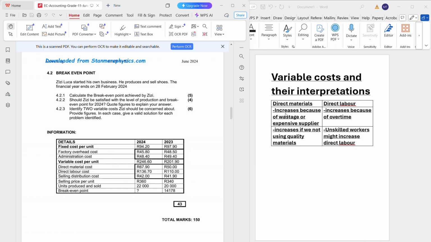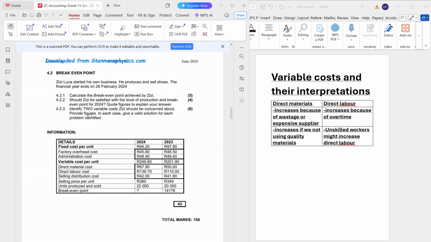So to compensate for wastage, maybe you could implement a supervisor so that they can supervise, check the work, and see if you are doing the correct things, if you are making quality products. To compensate for expensive supply, just find a cheaper supplier so that you can negotiate better prices and use quality materials so that you can avoid wastage. And for our direct labor, to compensate for overtime, you can supervise your workers. For unskilled workers, maybe train your workers to be more efficient. That's how you can compensate for these variable costs.